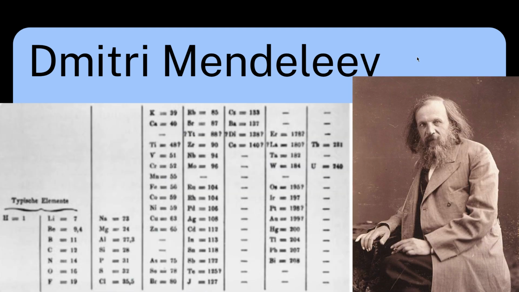The picture to the right is a picture of him, and the picture to the left is his periodic table, where you can see the blank spaces where he knew there were elements, but he didn't know what the elements were or their properties or anything about them.